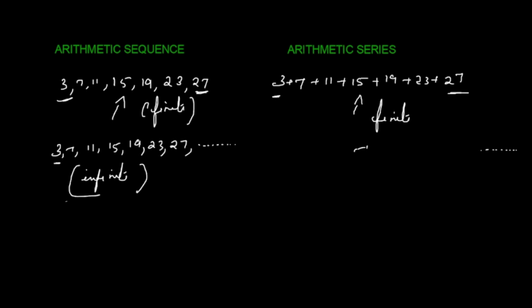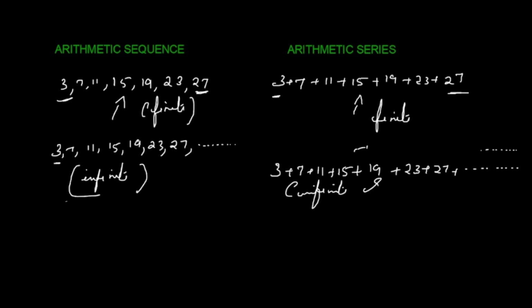So what will be the infinite series? Can you tell me? That is 3 plus 7 plus 11 plus 15 plus 19 plus 23 plus 27 plus dot dot dot, etc. That is, and so on. So this is known as an infinite series. This is infinite sequence and this is infinite series.